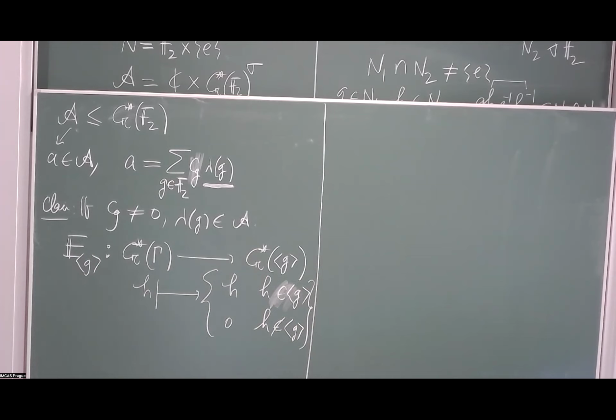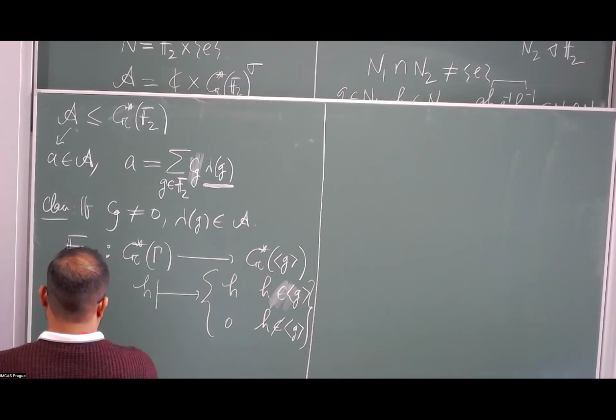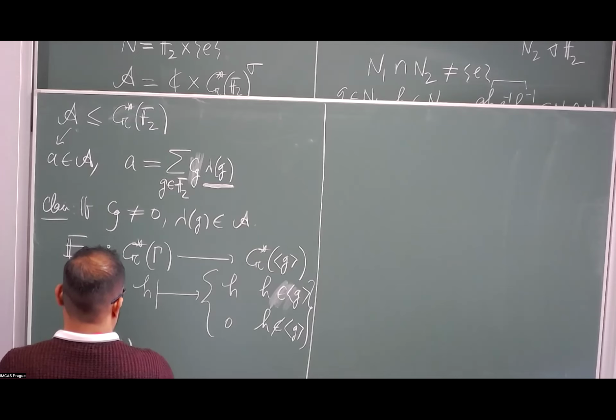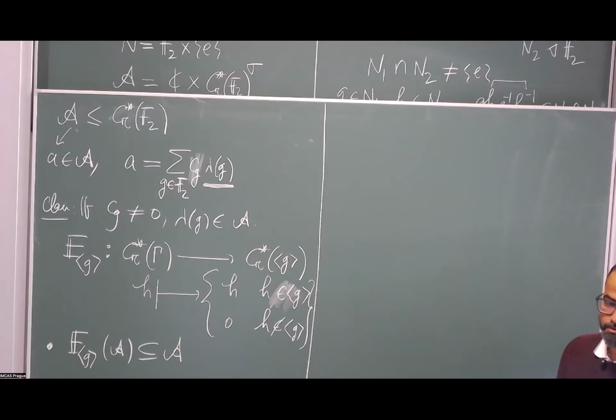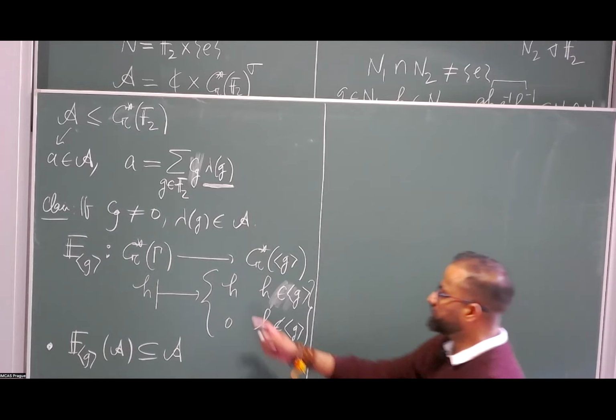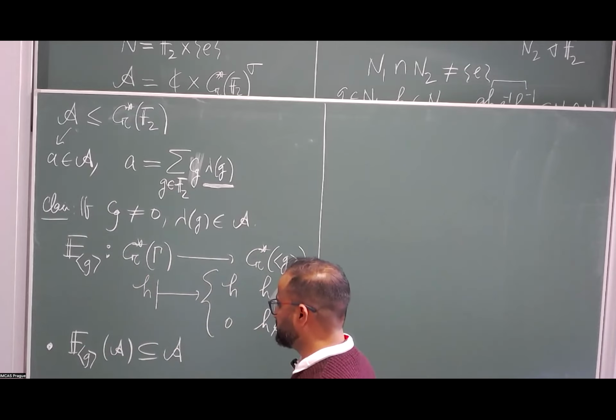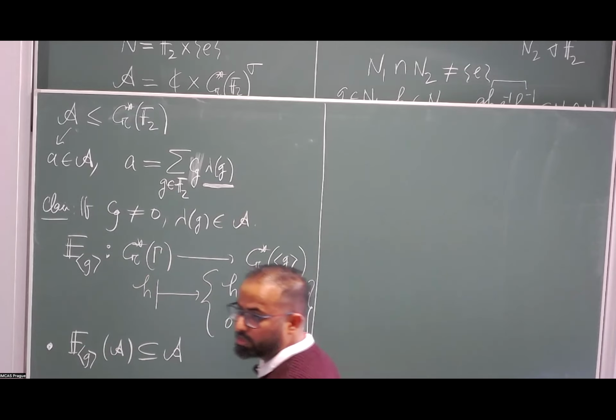And then using this north pole south pole property, what you actually show is that EG of A is contained inside A. So A is preserved under these canonical conditional expectations. And then it just becomes trivial algebra to conclude the result from there.